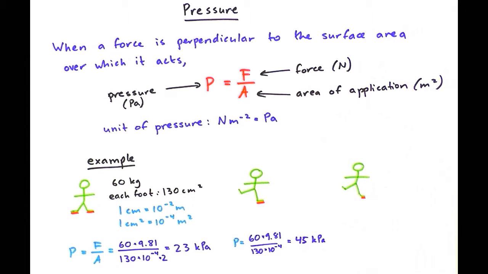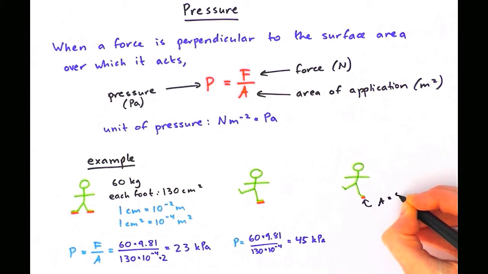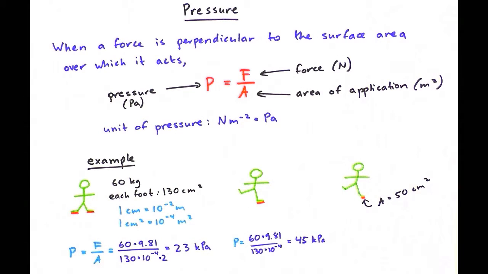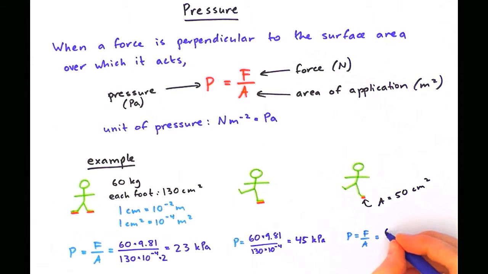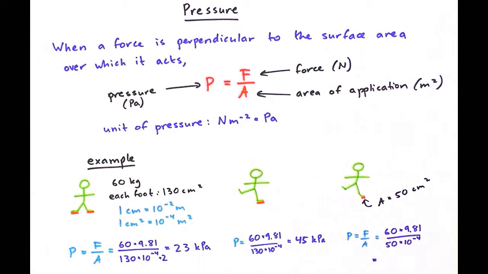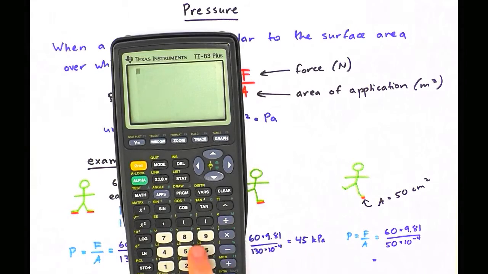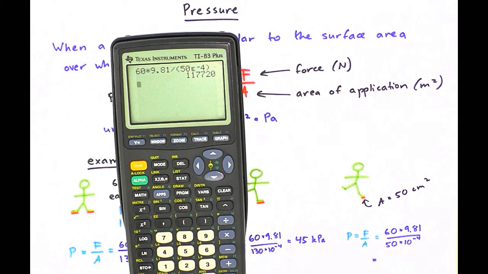And then the final example, when we're standing on tiptoes, we're going to need to know the area of the part of the foot that we're standing on. And let's say that area is 50 centimeters squared. Then we apply the same formula, so we've got the pressure equals force over area. The force is still exactly the same as it was in the others. But the area has changed to 50 times 10 to the minus 4, and the answer is 120 kilopascals.